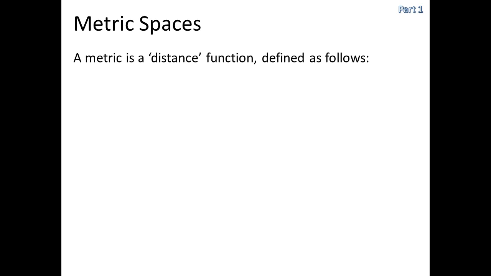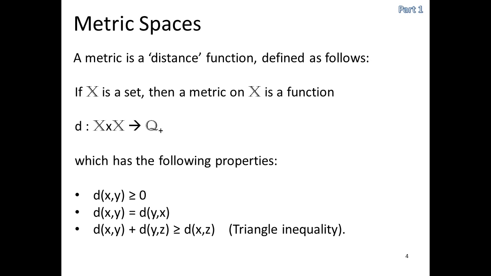The next tool we need is this idea of a metric, which is all it is a distance function. It's defined as follows. If x is a set, then a metric on x is a function which maps elements of the Cartesian product of x with itself to the positive rationals. Now all this is coordinates. So we basically look at two elements of x and look at the distance between them.